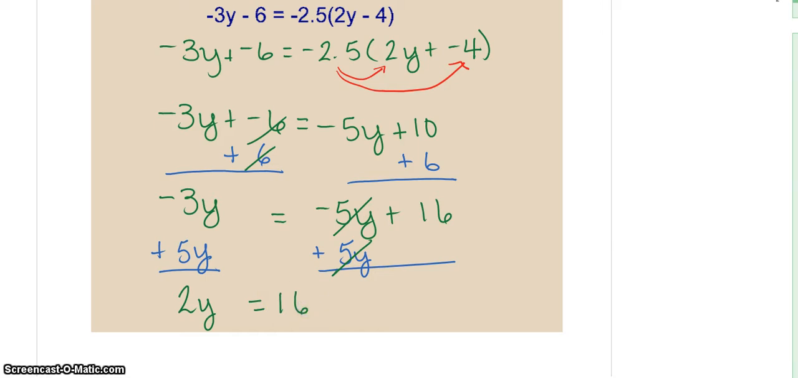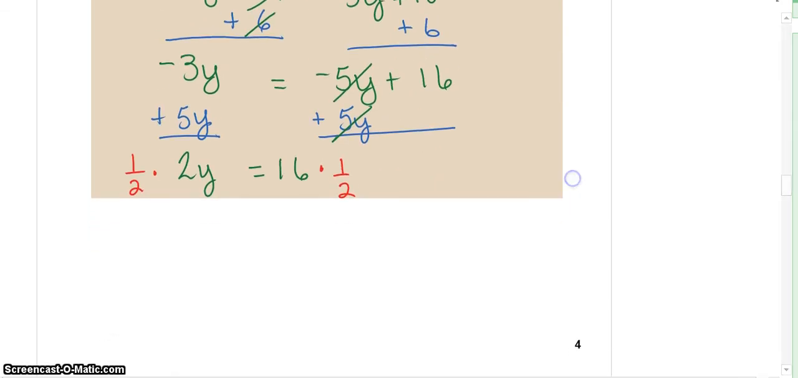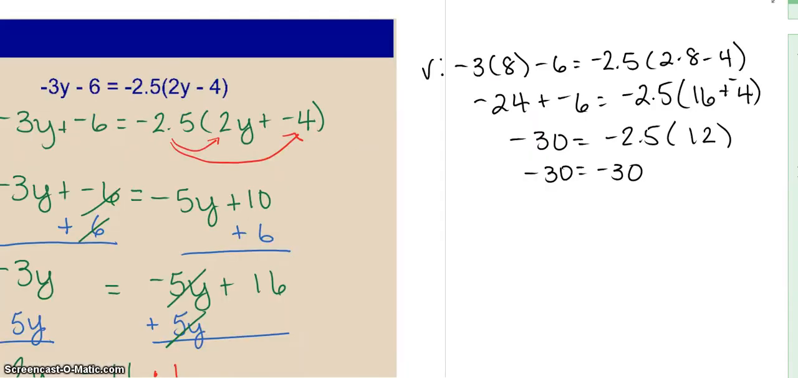Now I'm going to multiply by the reciprocal to get the y by itself, since I'm left with just the multiplication of a variable. So I multiply both sides by 1/2, and y equals 8. Here is my check step. Now let's move on to the next problem.